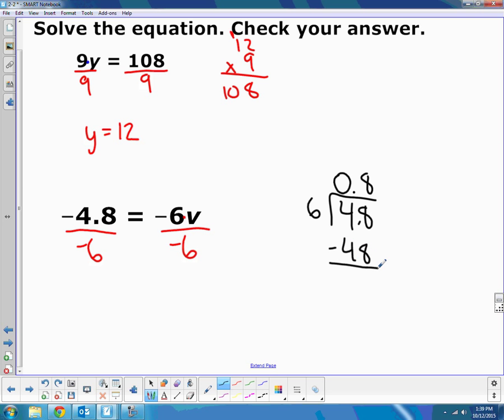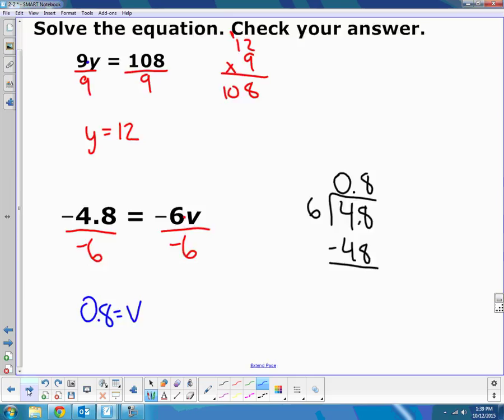Got it. I did not move any decimals around, you'll notice, because this was already a whole number. So I didn't have to worry about moving decimals around. So the answer, positive 0.8 equals B. And you're going to keep the letter on the same side if you can.